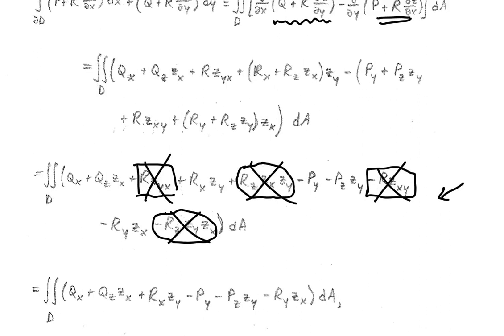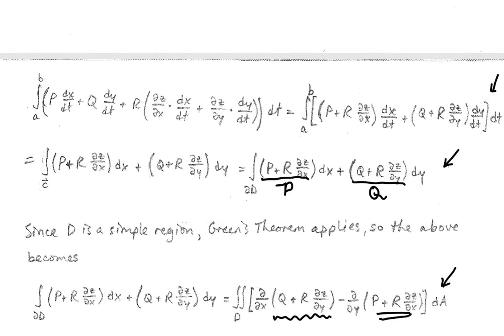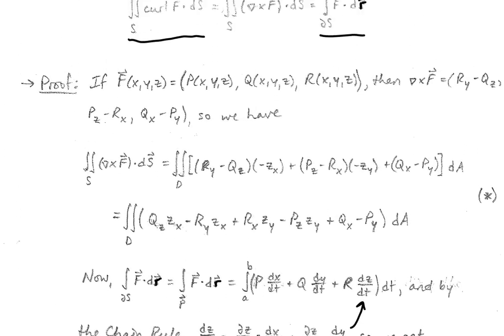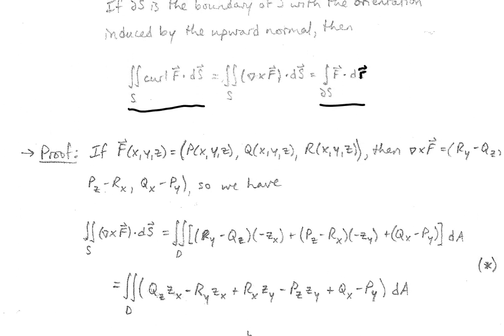And that leads us down to the double integral over D of q sub x plus q sub z times z sub x plus r sub x times z sub y minus p sub y minus p sub z times z sub y minus r sub y times z sub x. And what we find, if we go all the way back up to the beginning of our proof, is that this is the exact same thing as what we found when working with the left-hand side of our conclusion. So this completes our proof. We have shown that these two things are equal.